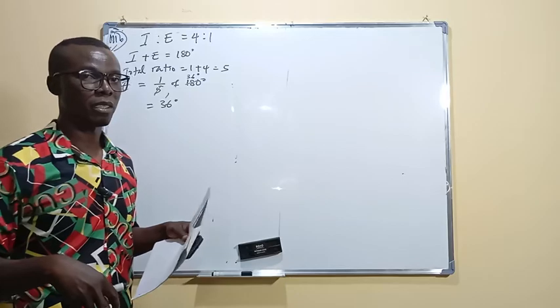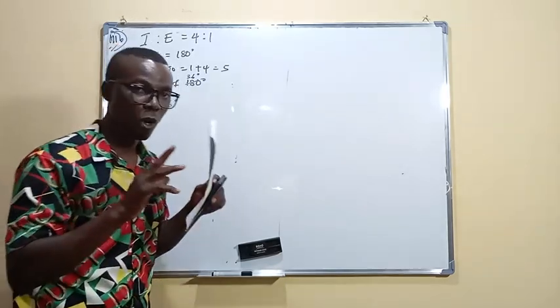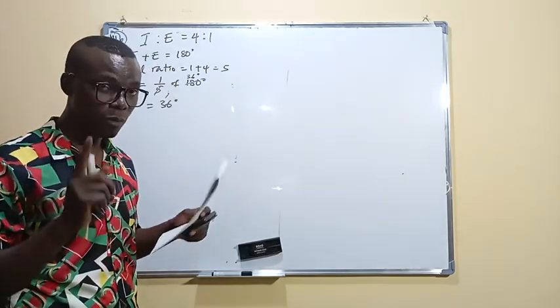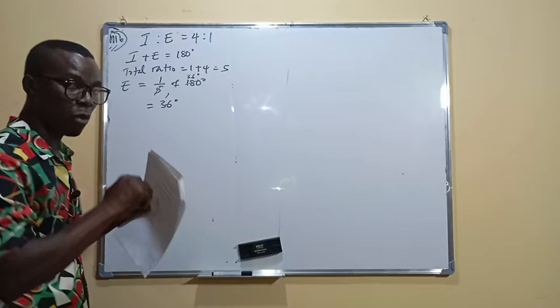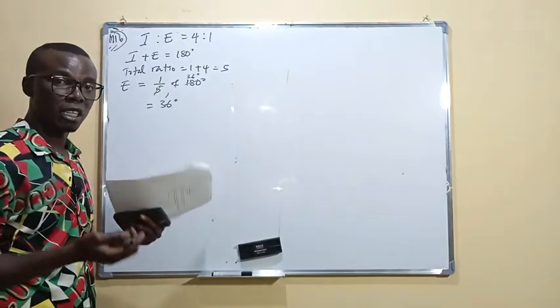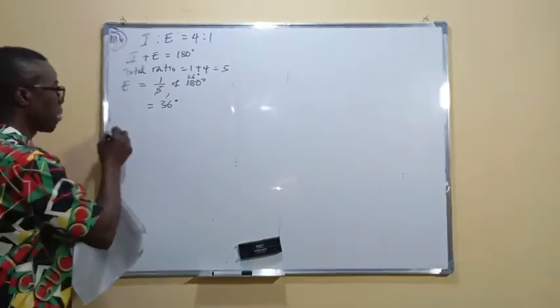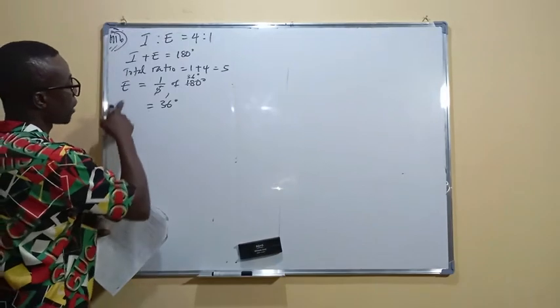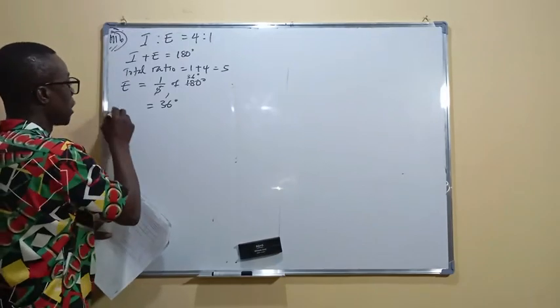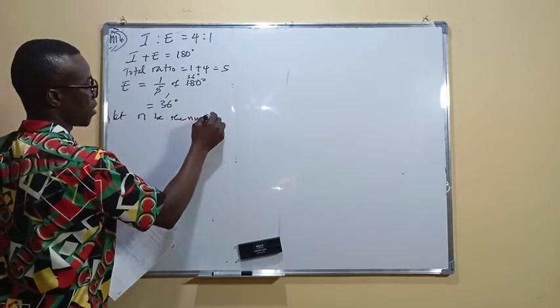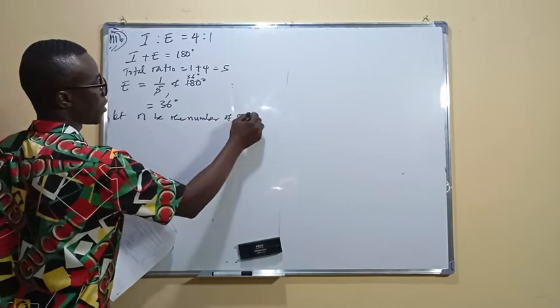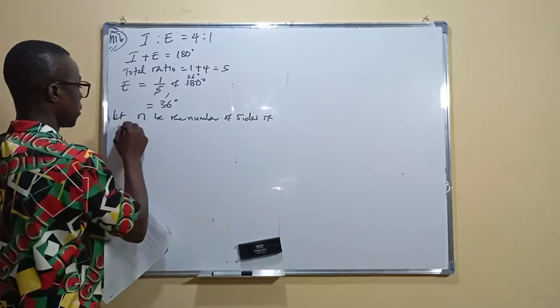Now, another theorem says that when you sum up all the exterior angles, it must be equal to 360 degrees. When you sum up all the exterior angles, it must be equal to 360 degrees. So what am I simply trying to say? I'm trying to say that if this is the exterior angle, let n be the number of sides of the polygon.